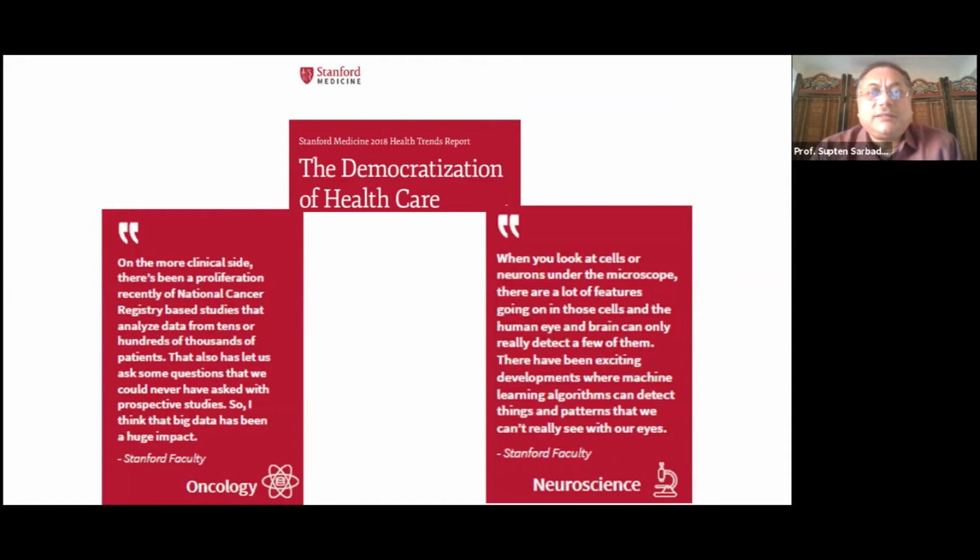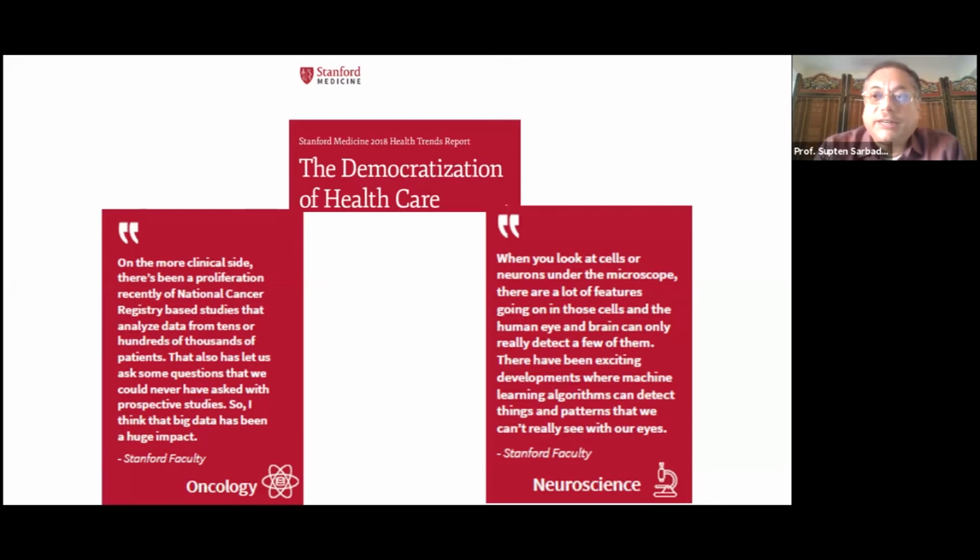So there is various work going on globally in various places. So here, just two departments in Stanford University, Oncology and Neuroscience. What are they saying? In oncology, in Stanford, they're saying on the more clinical side, there's been a proliferation recently of national cancer registry-based studies that analyze data from tens or hundreds of thousands of patients. And that also has let us ask some questions that we could never have asked with prospective studies. So this is something very important.